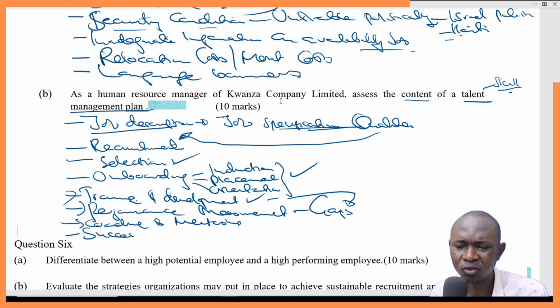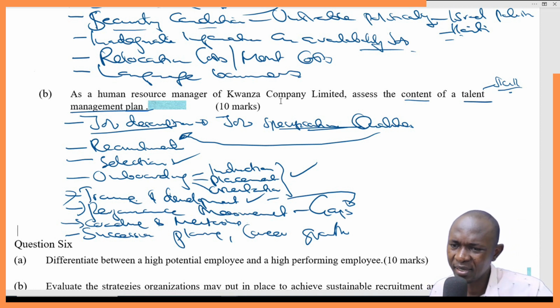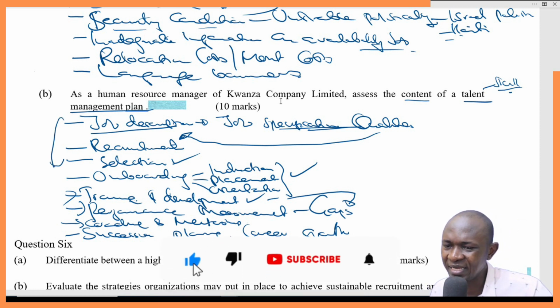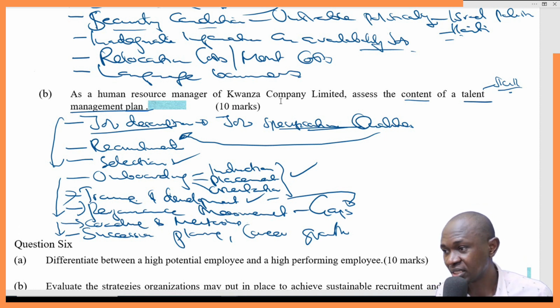We expect succession planning, career growth. These are things that will help us to retain that talent once we build it. Remember, here we were acquiring the talent. Here we are building on the talent. Here we want to retain the talent. How do you retain the talent? Have a very good succession plan. Have a very good career growth plan. Have very good working conditions. Have, of course, good compensation and remuneration. All these are some of the things.